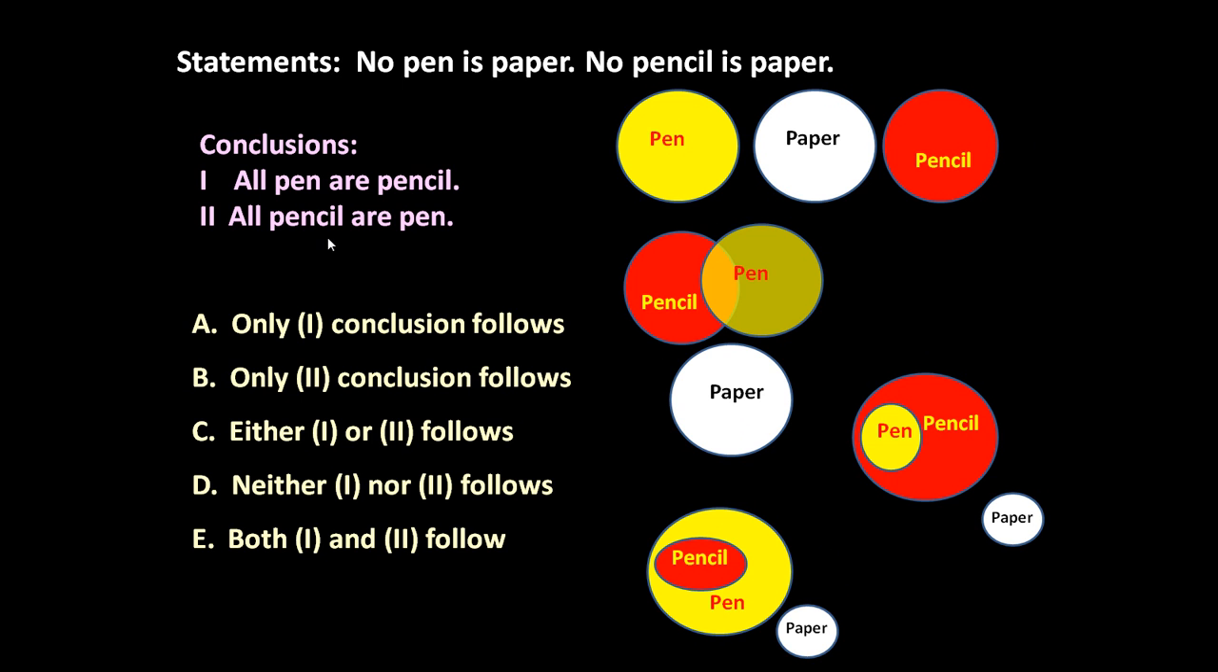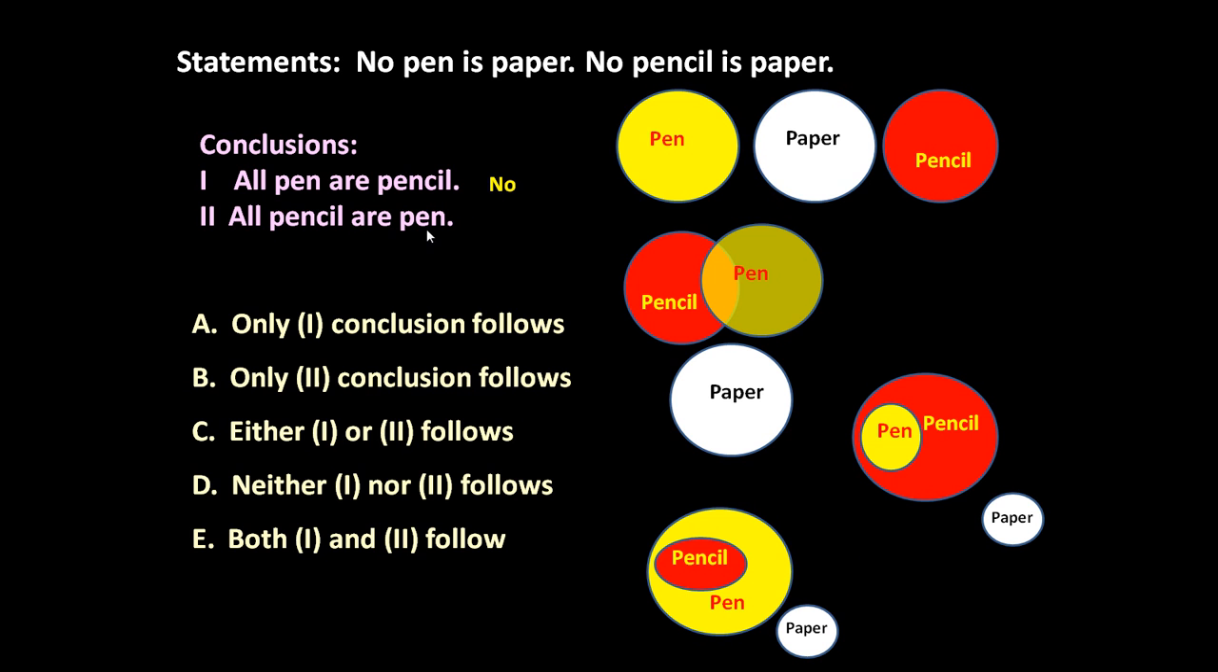Now let us see the conclusion. All pen are pencil. In this first representation, no, it doesn't hold true. Here also all pen are not pencil, but here all pen are pencil. Out of four figures, only in one it follows. So we say no, it doesn't follow. Every time it is not true.